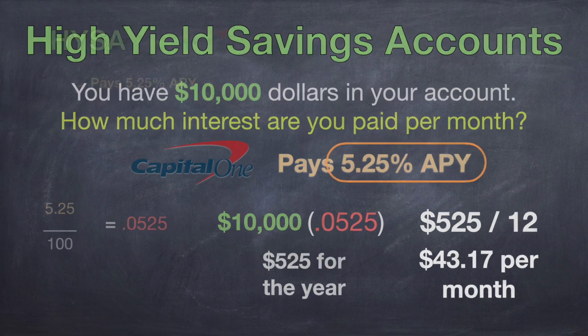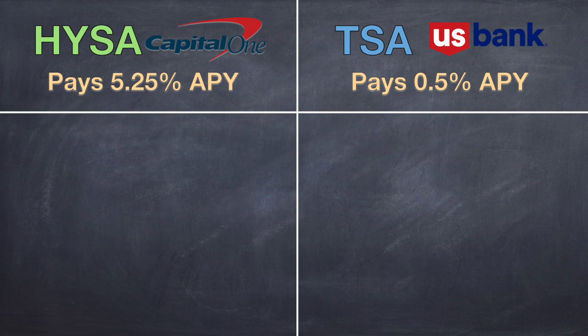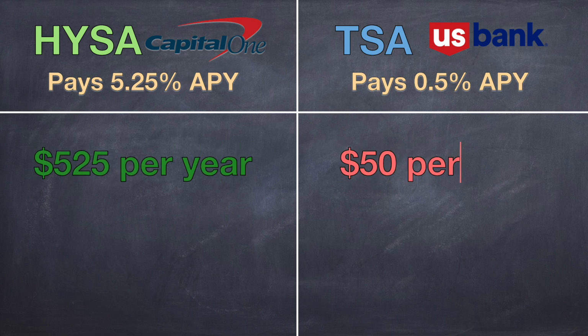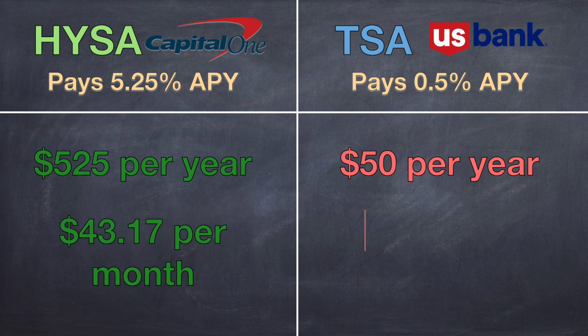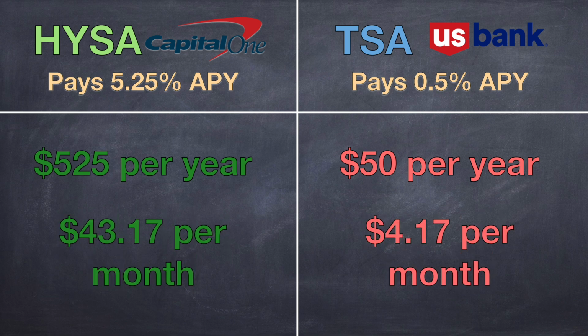Let's quickly compare the two different accounts with the same amount of money in it. So the high yield savings account pays $525 per year, the traditional savings $50 per year. The high yield savings account $43.75 per month versus $4.17 per month for the traditional.